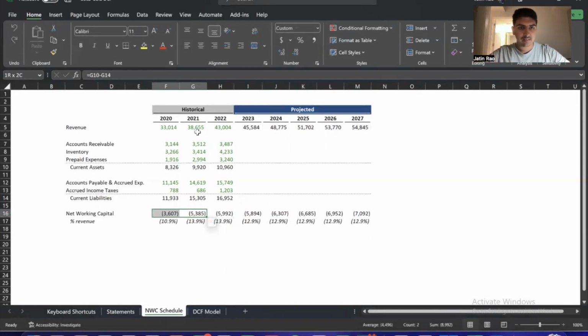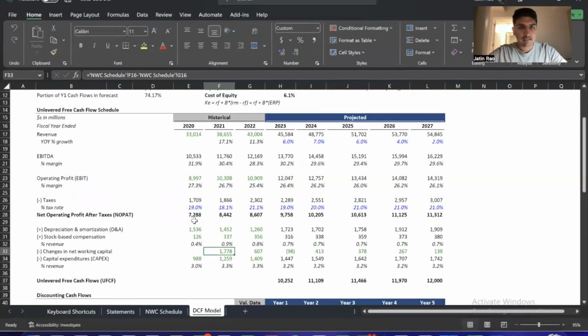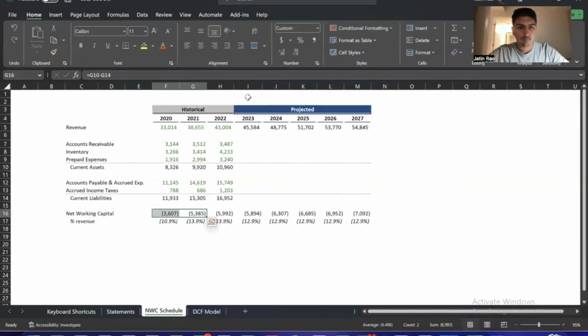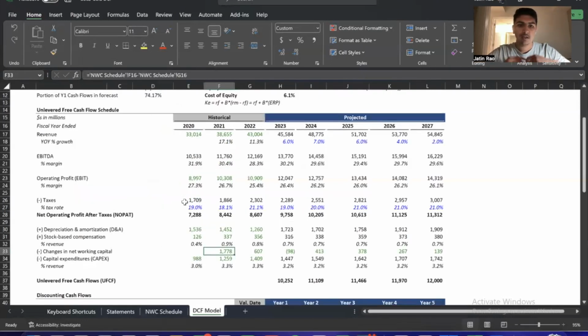So you'll see this is F16 minus G16, which means that it is the previous year's net working capital minus the present year's, which accounts for a positive change in cash if it decreases and a negative change in cash if it increases.